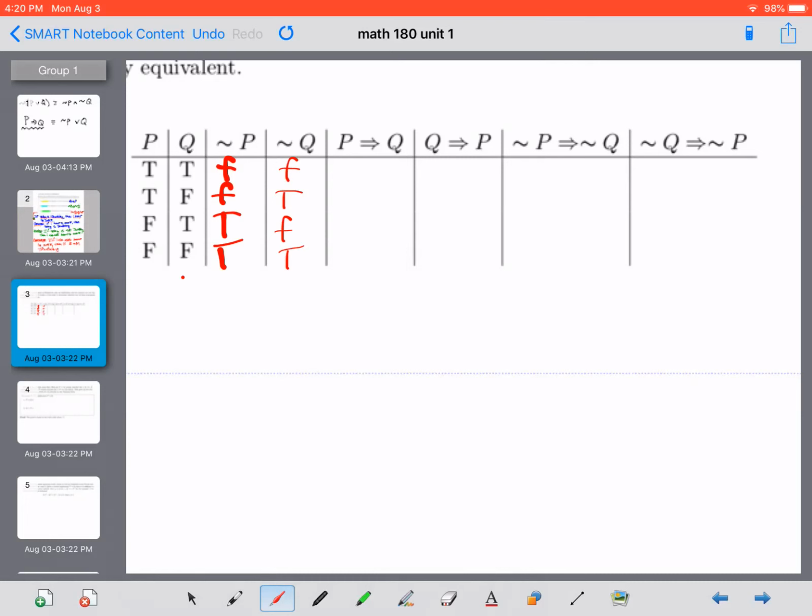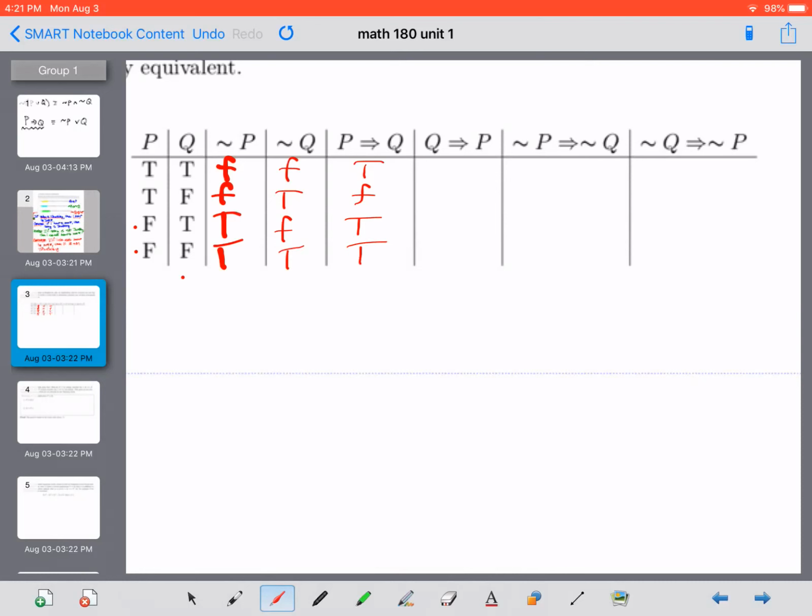All right. Remember, the implication P implies Q is a statement which is only false when you have a true hypothesis and a false conclusion. So if they're both true, the implication's true. If you have a true hypothesis and a false conclusion here, the implication's false. And anytime you have a false hypothesis, the entire thing is vacuously true.